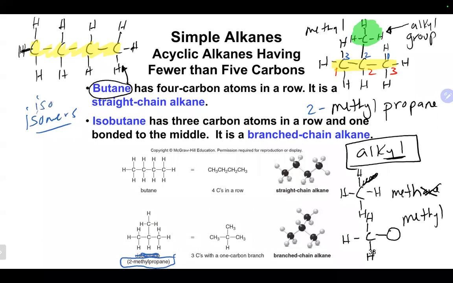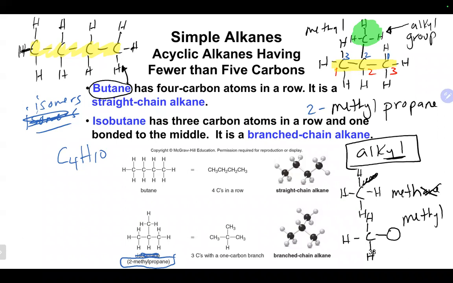Isomers, again, have the same molecular formula, but different connectivity. If you count all the carbons, everybody here has C4 and H10. So everybody has 10 hydrogens and 4 carbons. These are isomers of each other.